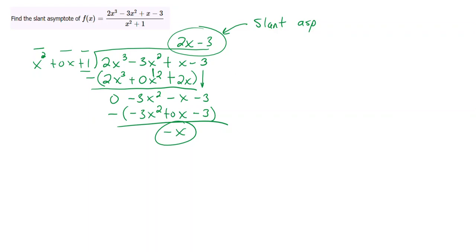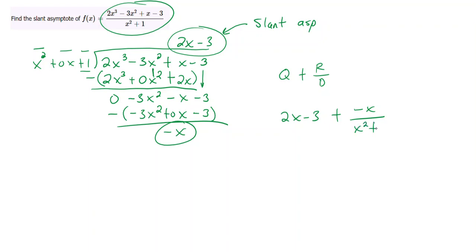That being said, I just want to show you one more thing here. You may remember from Math 30-1 that we can write our answer. If we actually divide these, we can write this as the quotient plus the remainder over the divisor. Maybe you remember that form, right? So what that means is I can say my original function here, just dividing those two, would be the same thing as the quotient, 2x minus 3, plus our remainder in this case, negative x, over our divisor, which was x squared plus 1.